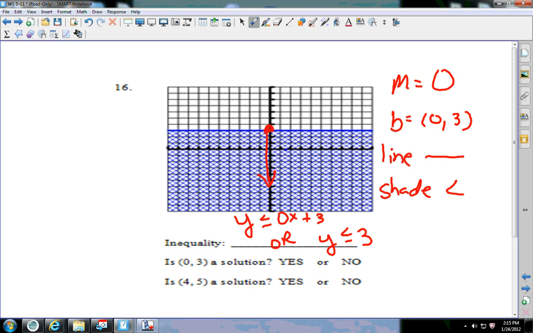Now it wants to know if 0, 3 is a solution. 0, 3 is right there. It is the y-intercept. It is on the solid line. If it's on the solid line, yes, it is a solution. What about the point 4, 5? 1, 2, 3, 4, up 1, 2, 3, 4, 5. That is not in the shaded area. That is not a solution.